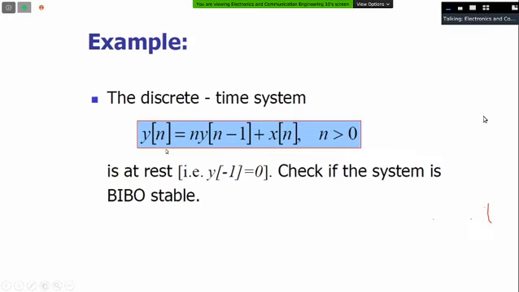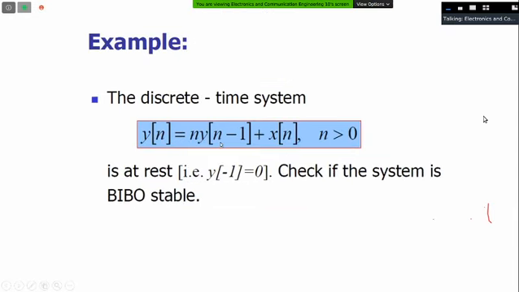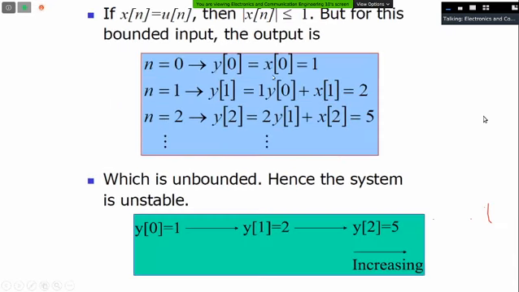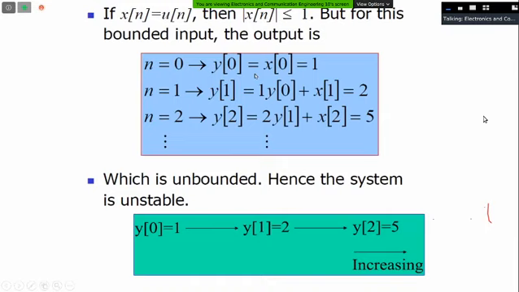Now let us look at this system. y[n] is equal to n y[n-1] plus x[n]. And we say that the system is at rest for the initial condition, that means y[-1] equal to 0. So this is the initial condition given, where the system is at rest for y[-1] equal to 0. Now we have to check if the system is BIBO stable or not. For n equal to 0, we take this equation, and y[0] will be equal to, because the first term will become 0, the second term is x[0].